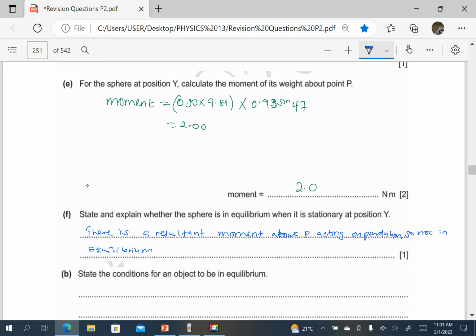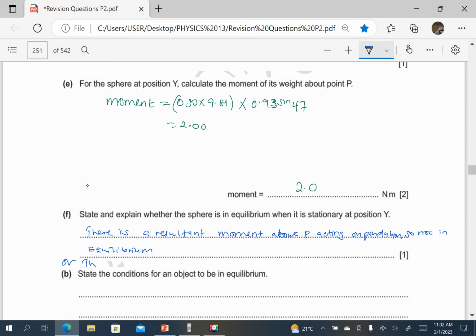So it is not in equilibrium because there is a resultant moment about P acting on the pendulum. Alternatively, you can talk about there being a resultant force acting on the sphere. This one tends to take it towards the equilibrium position.